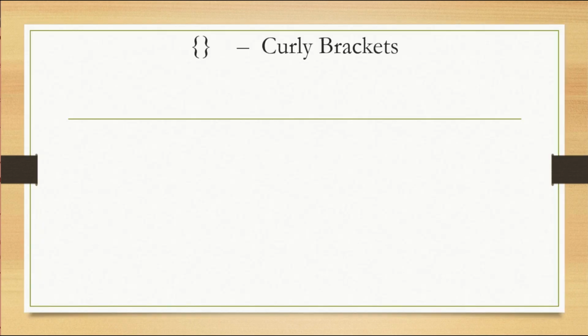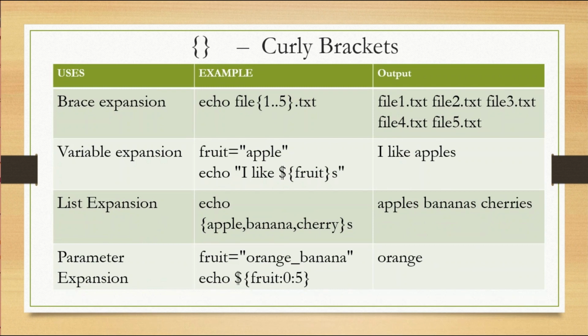The first type of bracket that we are going to focus on is the curly bracket. The bracket is basically used for expansion. If you are given a list or a range, you should use the curly bracket to expand the list or the range. There are four types of expansion that we're going to focus on in this video. The first type is called the brace expansion.